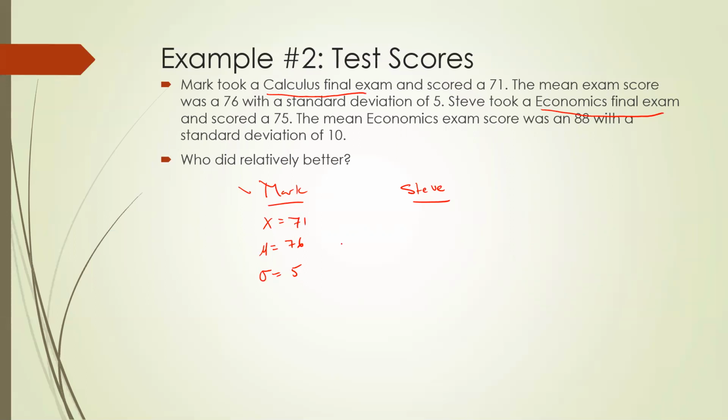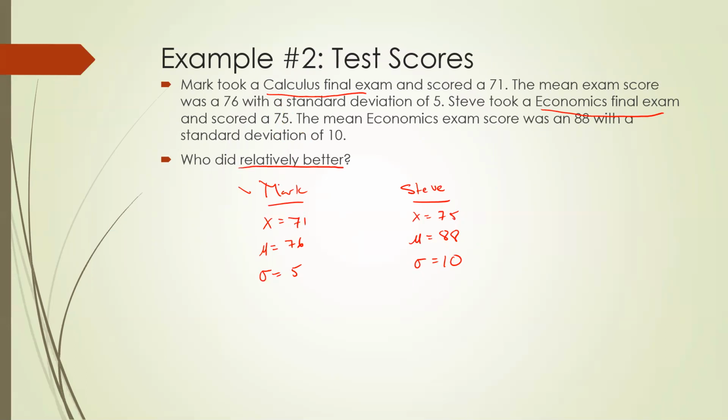Okay. For Steve, he took an economics final exam and he got a 75. So he actually got a higher value than Mark. But the mean for the economics final exam was an 88. Ugh, yeesh. And the standard deviation was 10. Okay. So who is better? Who did relatively better?